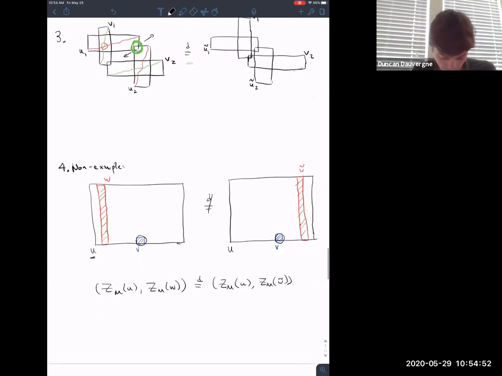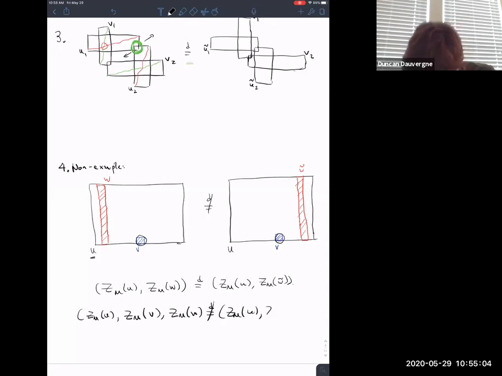But if I look at this triple, Zm on U, Zm on V, Zm on W is actually not equal in distribution to Zm on U, Zm on V, Zm on W tilde, for any model of last passage percolation or directed polymers, for any of the three integrable examples. Okay, so hopefully this gives a flavor for the kind of things you can prove.